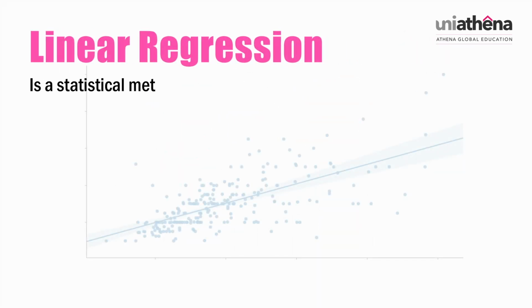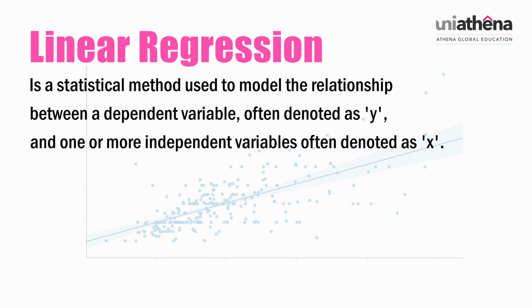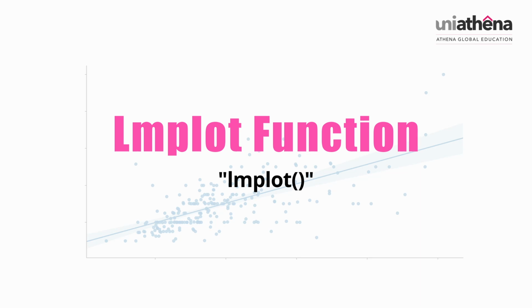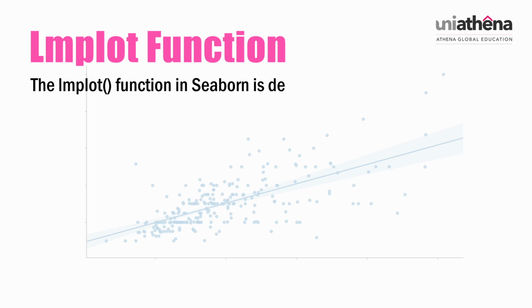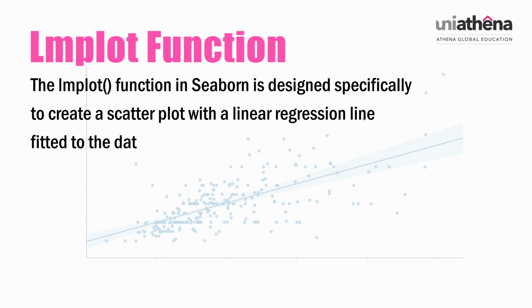Linear regression is a statistical method used to model the relationship between a dependent variable, often denoted as y, and one or more independent variables, often denoted as x. Firstly, let us discuss the Lmplot function, which is used to find the best fit line in a dataset. The Lmplot function in Seaborn is designed specifically to create a scatter plot with a linear regression line fitted to the data. This is extremely valuable when we want to explore the relationship between two variables and understand if there's a linear trend or correlation between them.